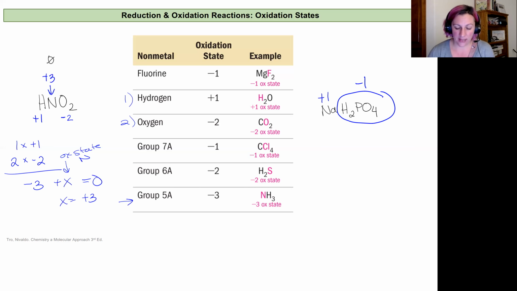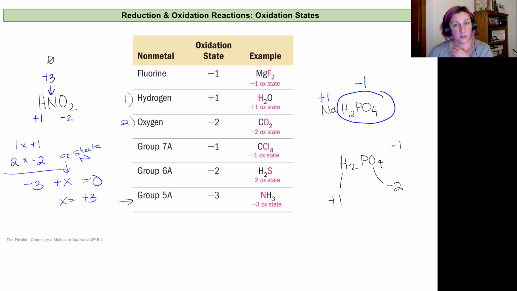So thinking about that, I'm going to focus on this piece here. So it has an overall -1 charge. I write that in the upper right-hand corner. So I'm going to go through my list of nonmetals again. No fluorine, but there's hydrogen. That's the first priority for this one. So these are all +1. Then I have my oxygen next before phosphorus shows up. So these are all -2.